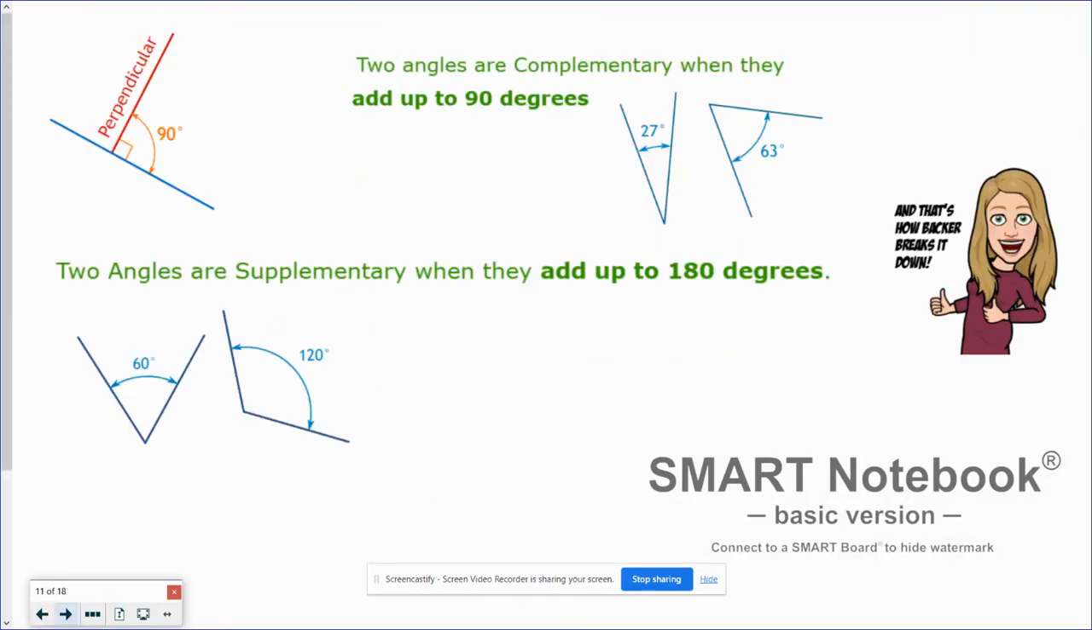So perpendicular, we're talking perpendicular creates right angles. Right angles are 90 degrees. Also 90 degrees are complementary angles. They add to be 90. And then supplementary angles are angles that add up to be 180 degrees.